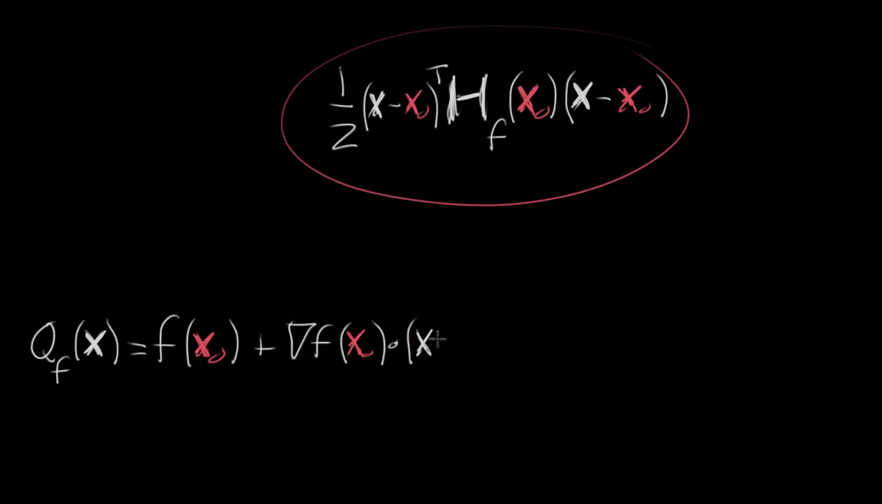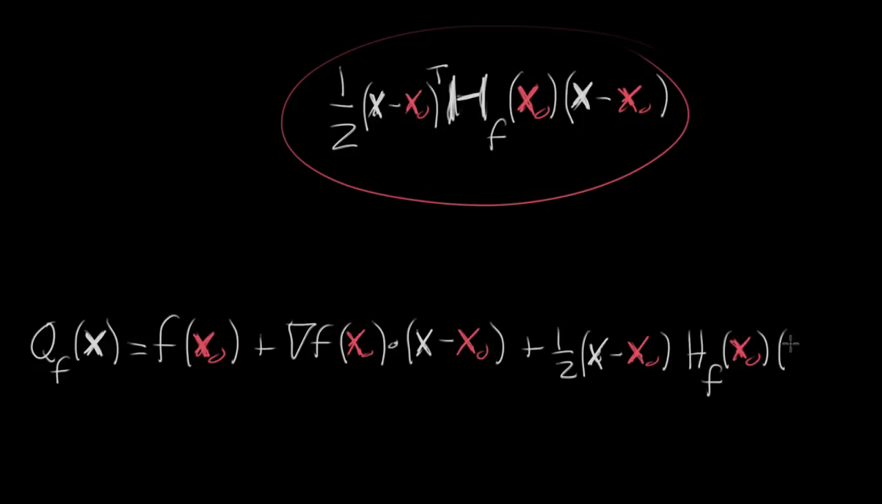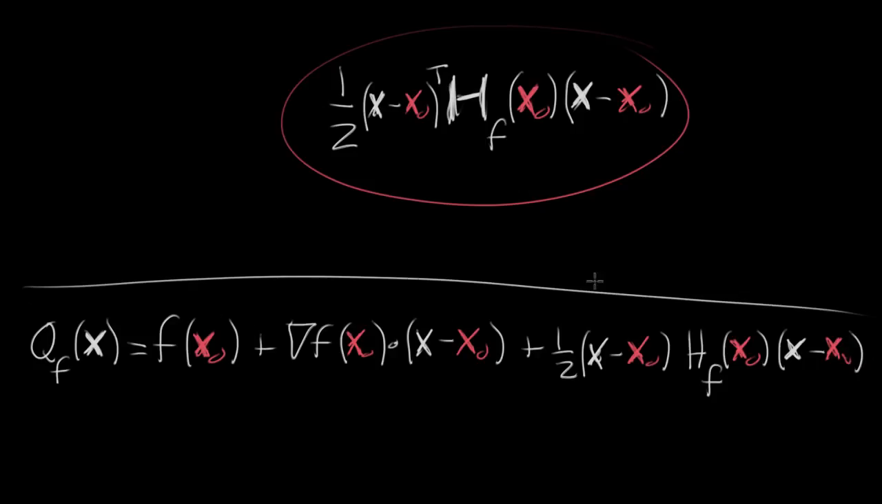dot product with the variable vector x minus the constant vector x naught, that whole thing, plus 1/2 we'll just copy down this whole quadratic term up there, the variable minus the constant multiplied by the Hessian, which is kind of like an extension of the second derivative to multivariable functions. And we're evaluating it at the constant x naught. And then on the right side, we're multiplying it by the variable x minus x naught. And this is the quadratic approximation in vector form.